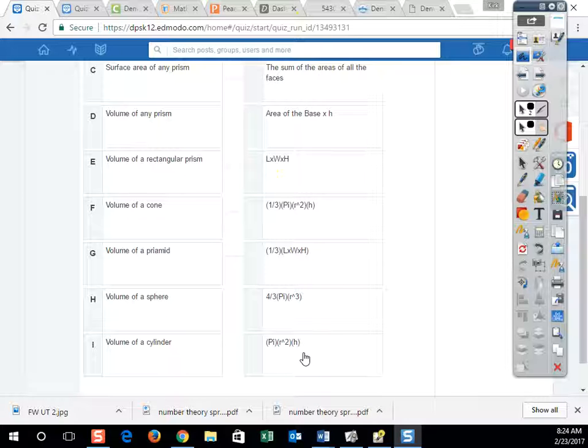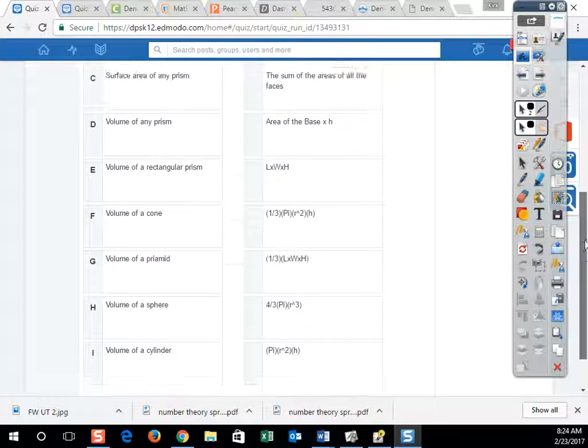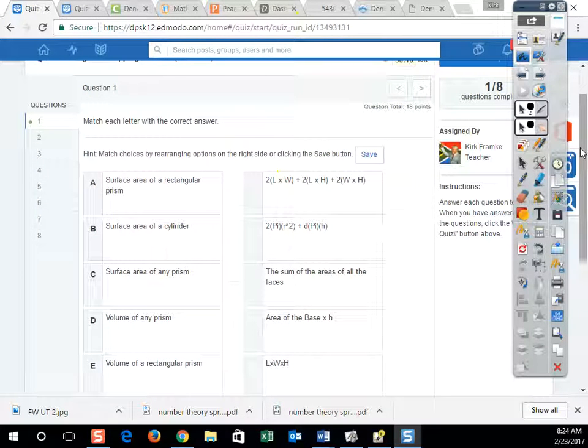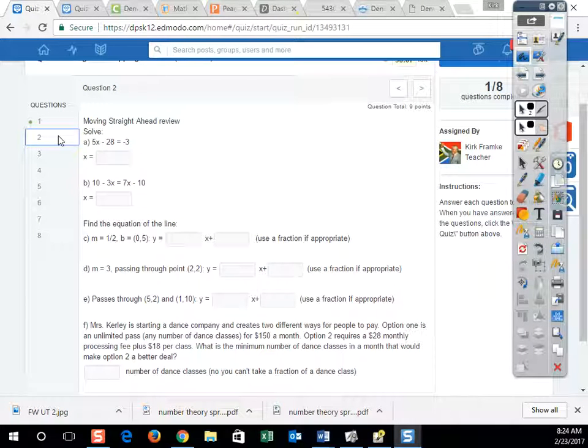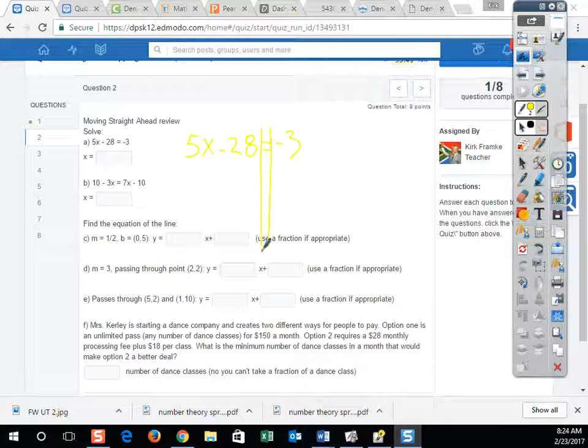All right, moving on to the next problem. Moving straight ahead, review. All right, so we are going to solve. And the first A and B is a really successful problem for most people. We have train tracks. 5x minus 28 is equal to -3. So the first thing that I'm going to do here is add 28. So let's add 28, add 28. So we get 5x is equal to 25.